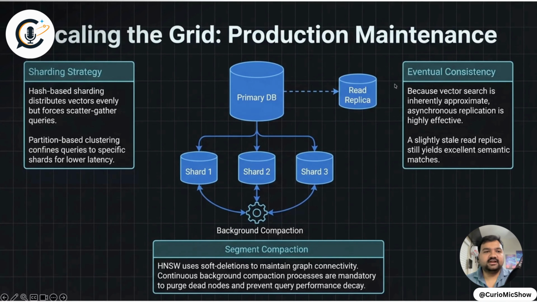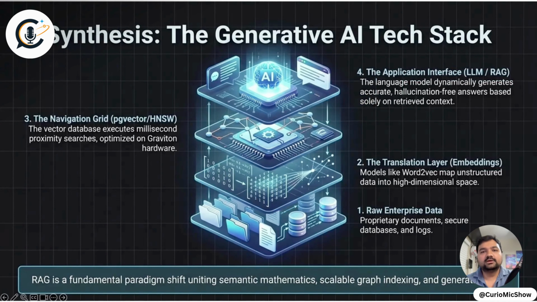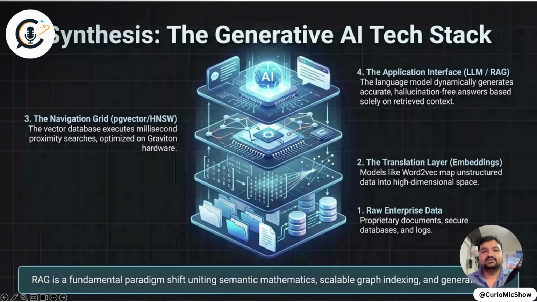So we have the generative AI tech stack. At the bottom, we have raw enterprise data: documents, database logs, email tickets, policies, and internal knowledge. Next, the translation layer, where embedding models convert that unstructured data into high-dimension vectors. Then comes the navigation layer, the vector database using systems like pgvector and HNSW to execute fast proximity search. Finally, the application interface: the LLM receives the retrieved context and generates the grounded answer.